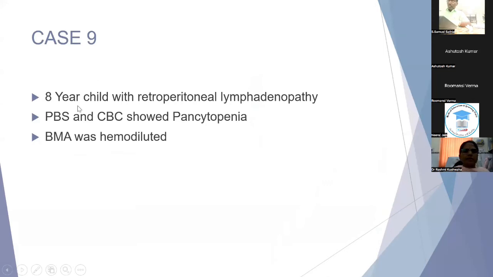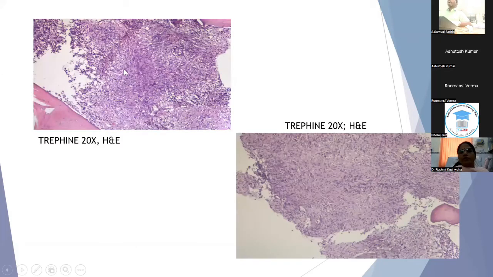This is yet another case, an 8-year-old child with retroperitoneal lymphadenopathy. The PBS and the CBC showed pancytopenia, and again the bone marrow was hemodiluted in this child. So when we obtain the Trephine section, we can make out there is total loss of topography. I can't see the megakaryocytes here. They are markedly reduced. I can't see any topographical arrangement here.